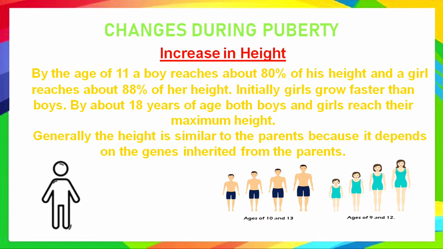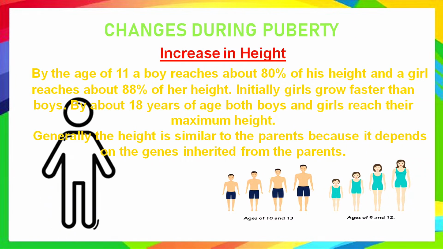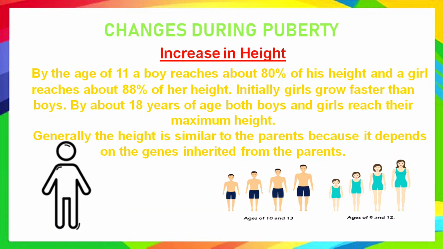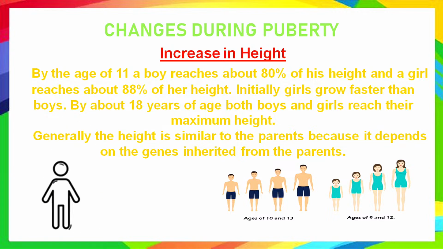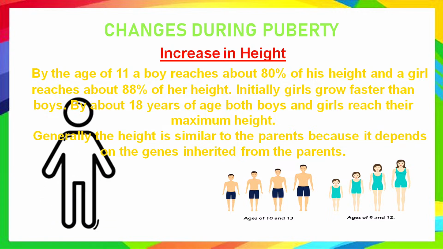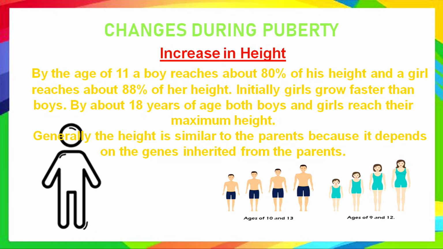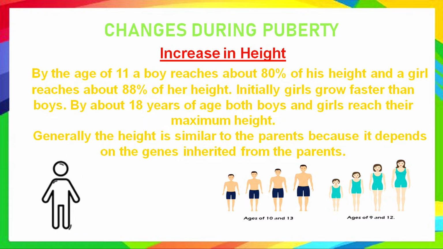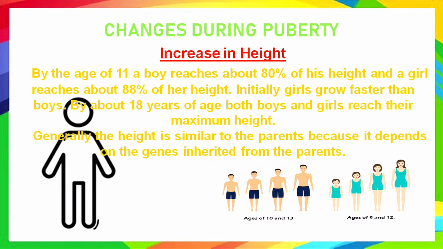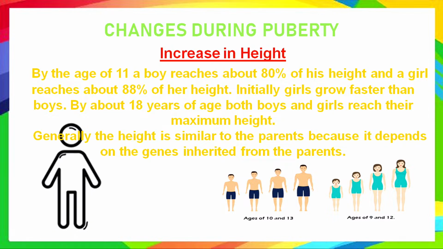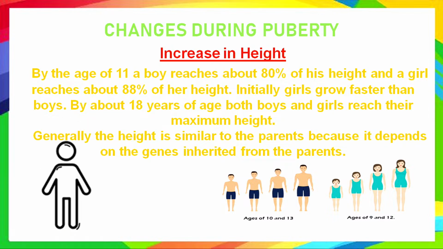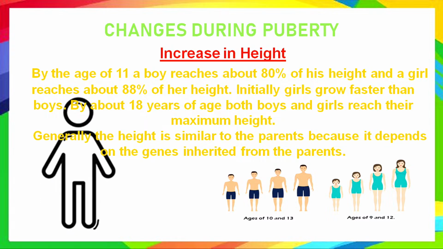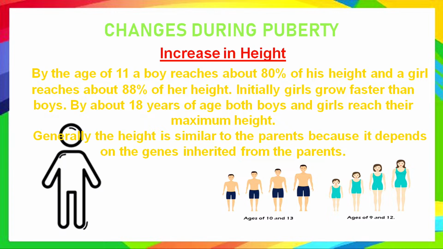First of all, let's see increase in height. By the age of 11, a boy reaches about 80% of his height and a girl reaches about 88% of her height. Initially, girls grow faster than boys. By about 18 years of age, both boys and girls reach their maximum height. However, the height is similar to the parents because it will depend on the genes inherited from the parents.